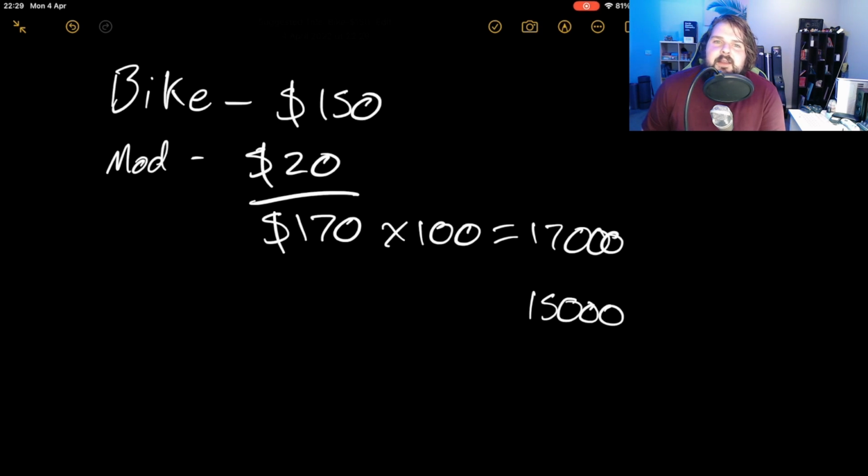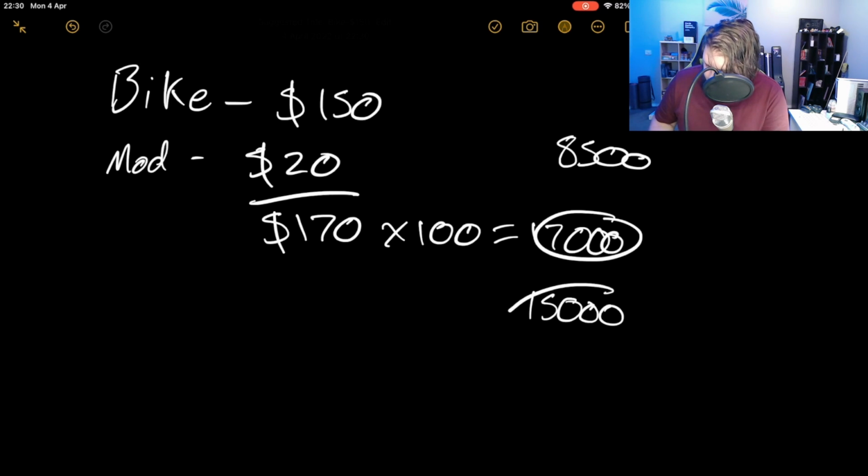Okay. Now, at the end of the period, if I've sold half the bikes, with this price, my cost of sales is going to be half of this. So it will be 8,500. Okay. With this, it'll be 7,500. Okay. Then considering the modifications.